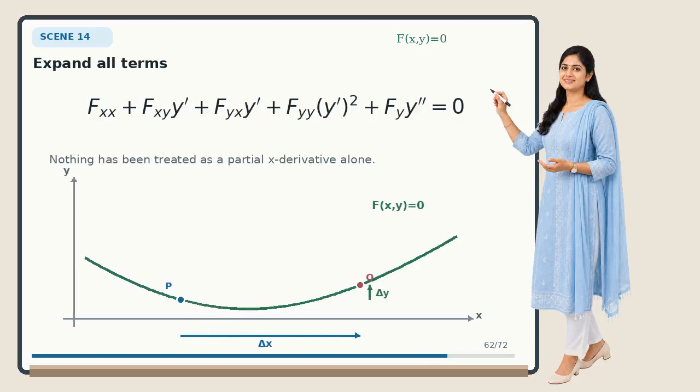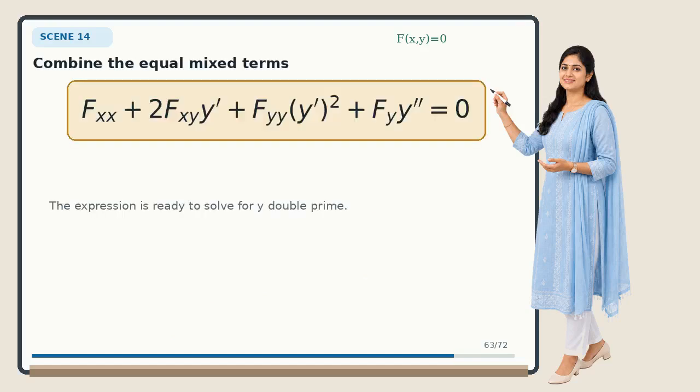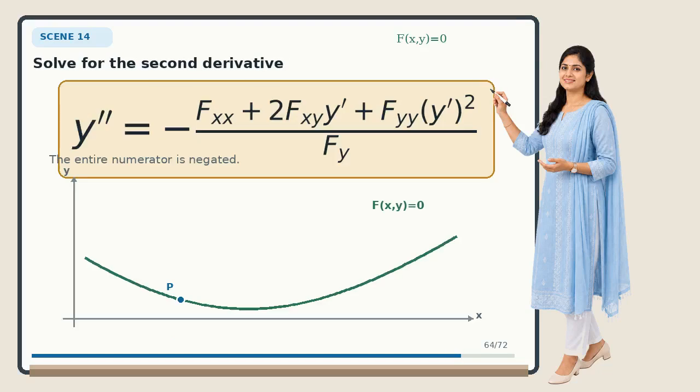Substitute the two differentiated expressions and expand. The two middle terms come from two different sources, but both arise because the point moves in y as x changes. Because fxy equals fyx, the two mixed terms combine into 2 fxy times y prime. Move the first three terms to the other side and divide by f sub y. This gives y double prime in terms of y prime and the second partial derivatives.